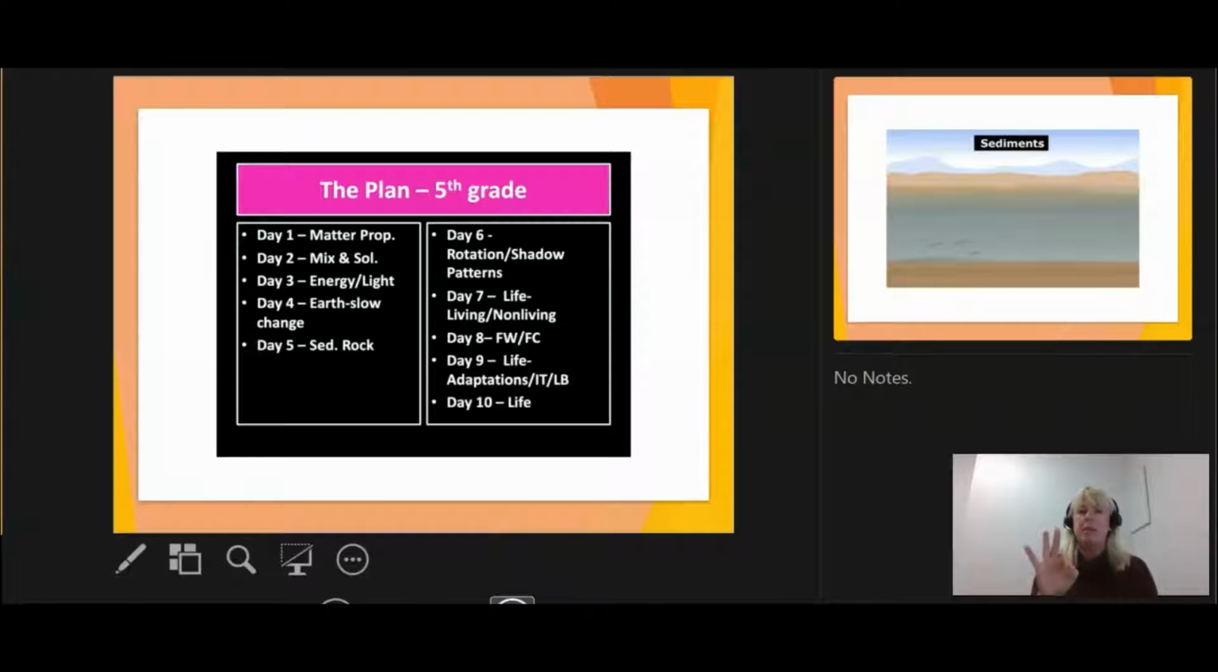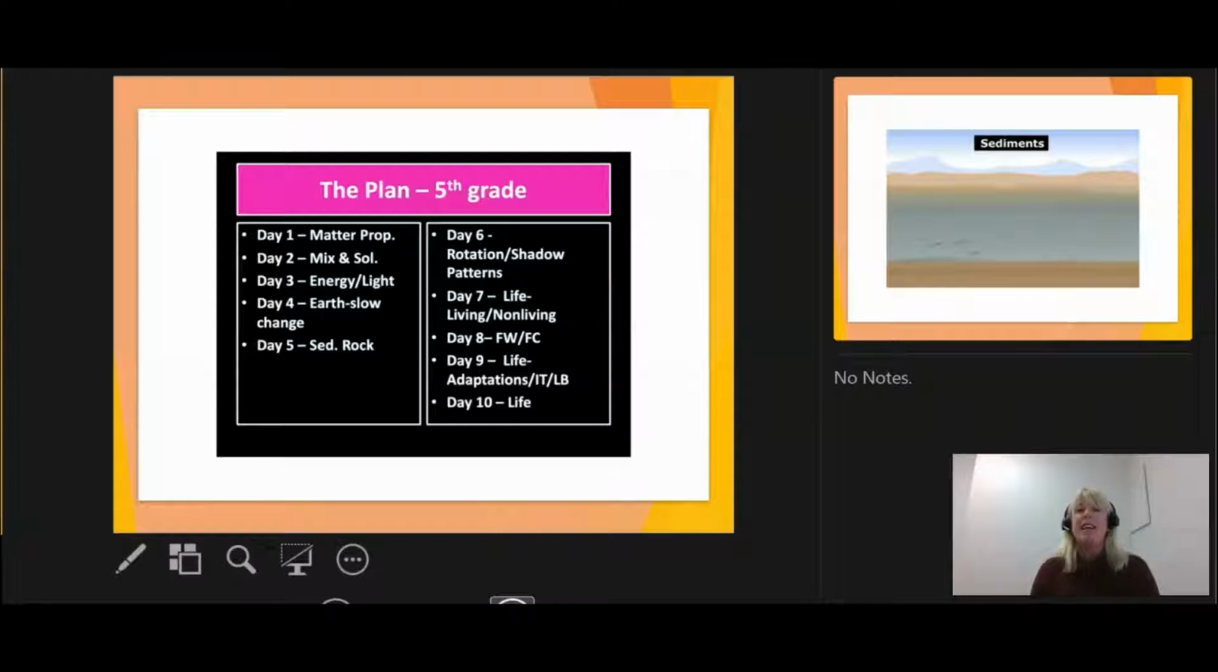The first 3 steps of a sedimentary rock would include compaction and cementation. And then you would definitely ask questions regarding fossil fuels, renewable and non-renewable resources while you're there, as well as fossils. So day 6, rotation, day-night models, shadow models, and interpreting shadow patterns. It's a very heavy day.